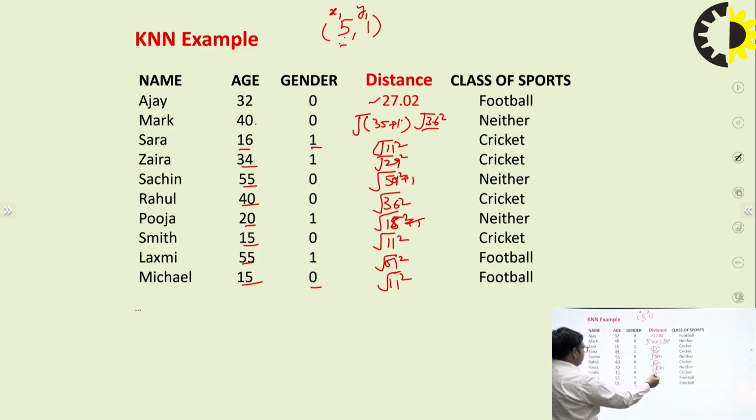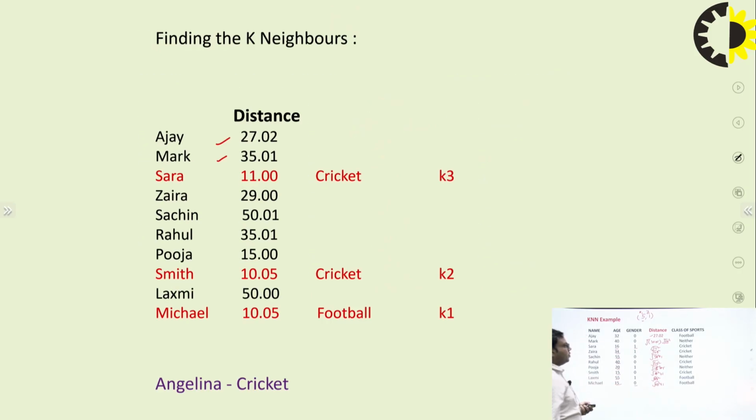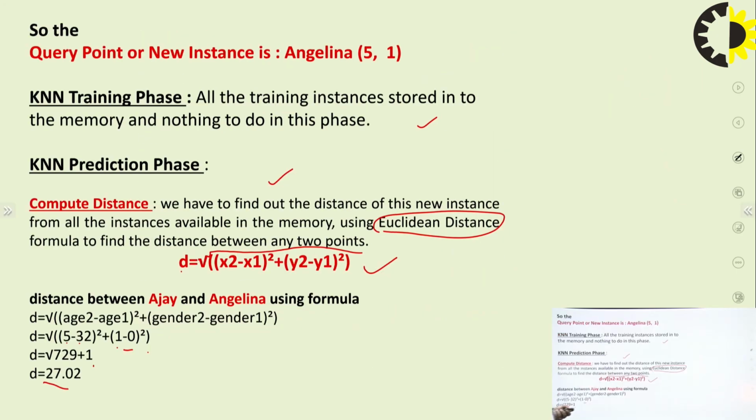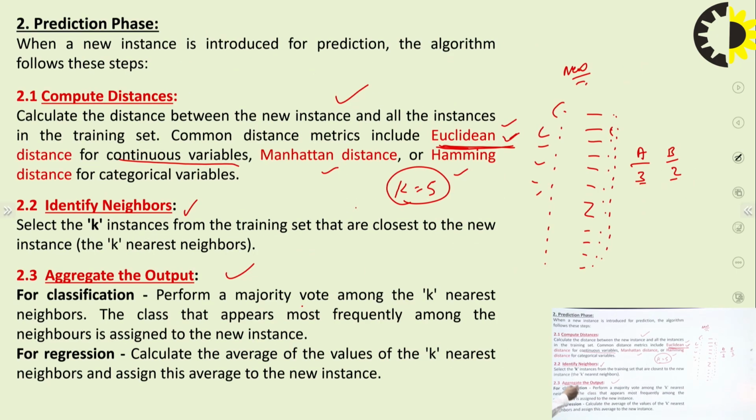This would be the 11 square, 10 square plus 1. It would be 50 square, because 1 minus 1 would be 0. In the case of 15, this would be the 10 and 1, 10 square plus 1. So after the calculation, we are having these values with us. So what we need to do? We need to do then identifying the neighbors.